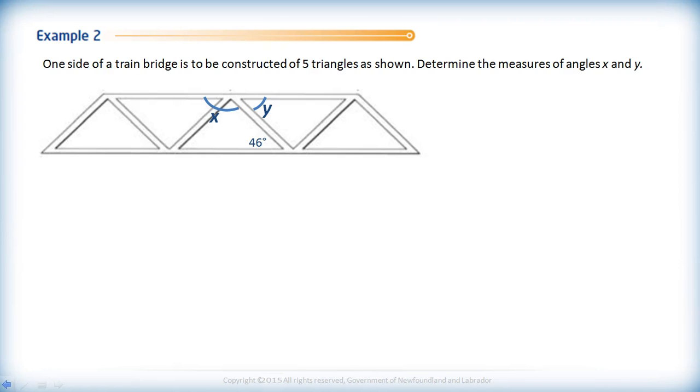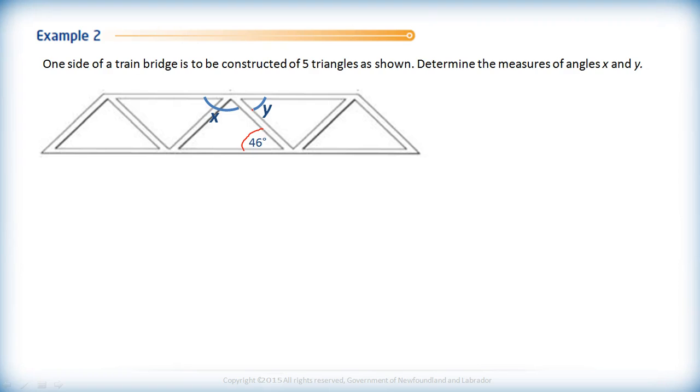One side of a train bridge is to be constructed of 5 triangles as shown. Determine the measures of angles X and Y. Okay, so we've got 5 triangles put together here. So if this is 46 degrees, what can we do to find X and Y?